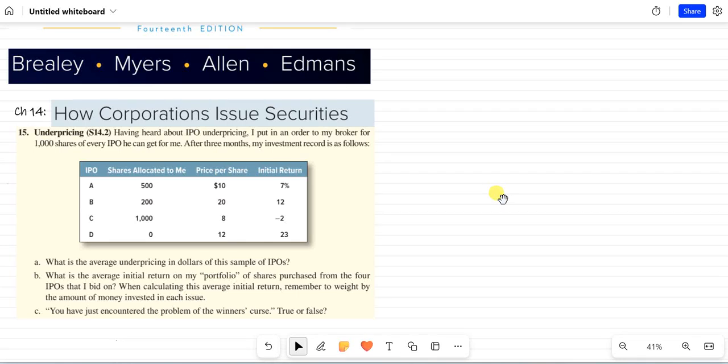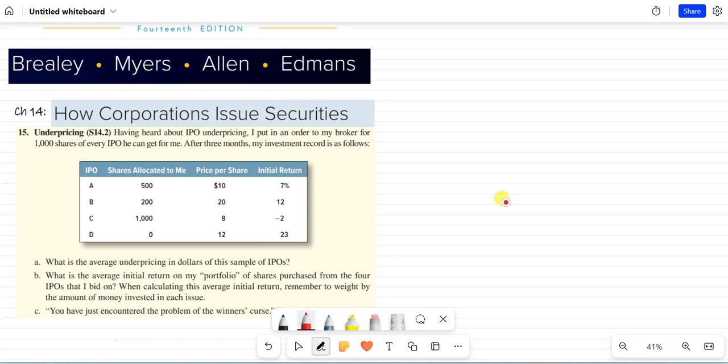Question number 15, it's about underpricing. Having heard about IPO underpricing, I put in an order to my broker for 1000 shares of every IPO he can get for me. After 3 months, my investment record is as follows.